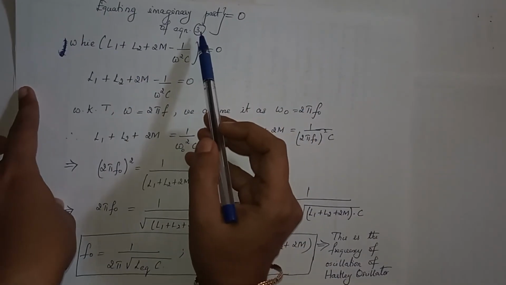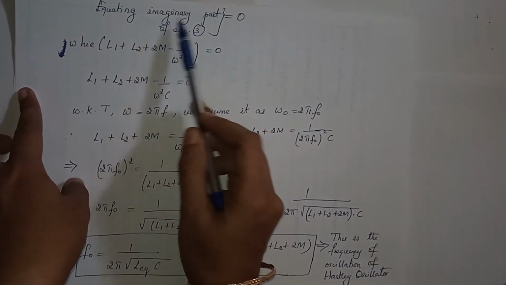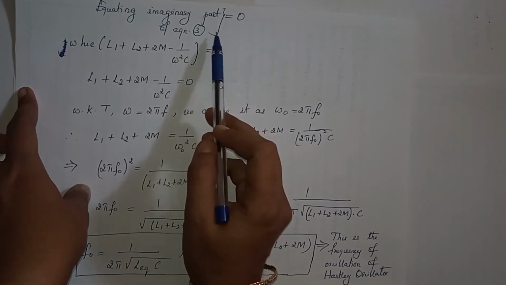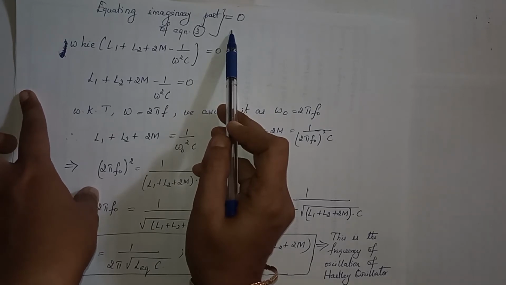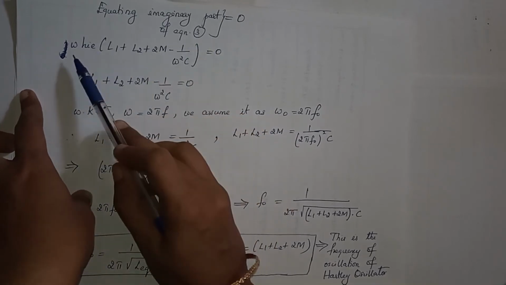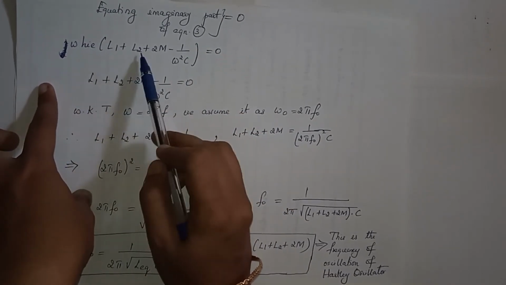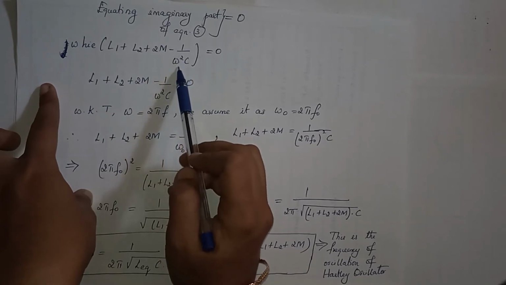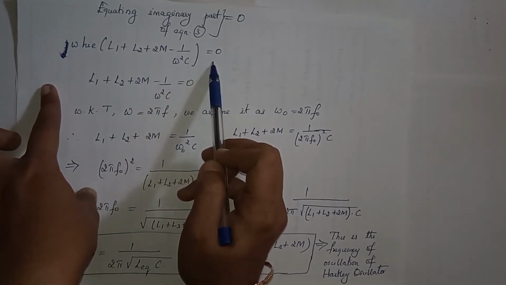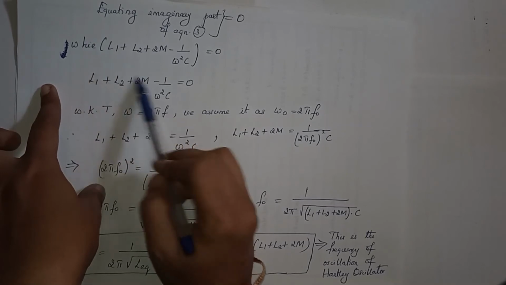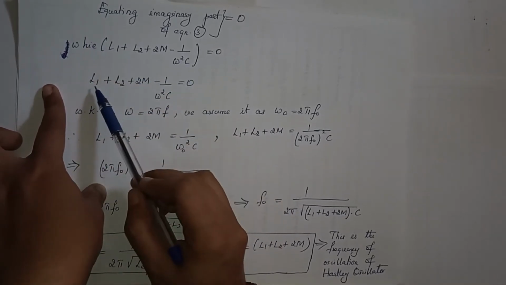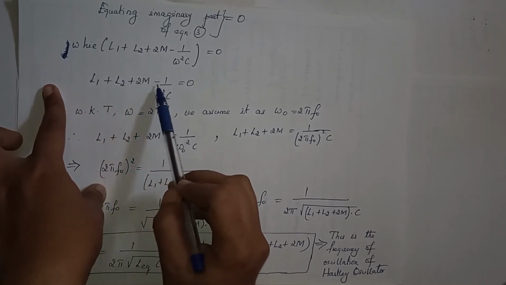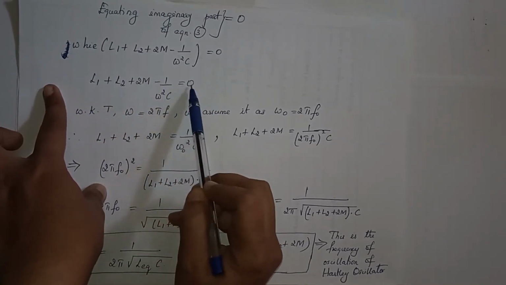To find the frequency of oscillation, we have to equate the imaginary part to 0. So the imaginary part in equation 3 is made equal to 0. The imaginary part in equation 3 is omega hie (L1 plus L2 plus 2M) minus 1 by omega squared C, equal to 0. So if this term comes to my right hand side, I can just neglect this entire term, and I have just this term. So I'll be getting L1 plus L2 plus 2M minus 1 by omega squared C is equal to 0.